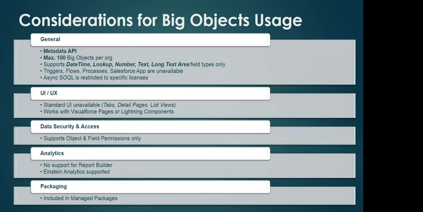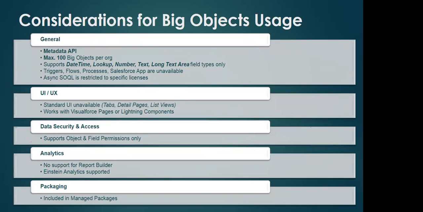The second very important factor is, of course, there is a limit on the number of big objects that can be stored or created within an org, and you can at max create 100 big objects, so you can't just translate everything that you have into big objects.